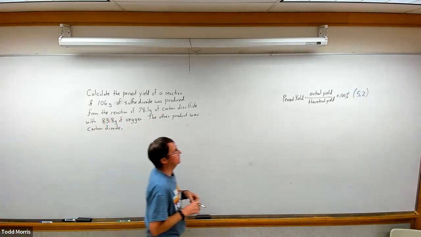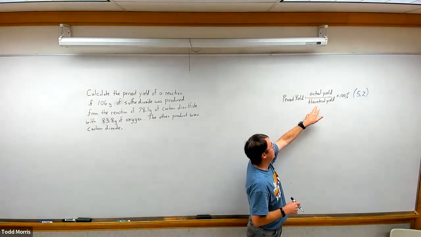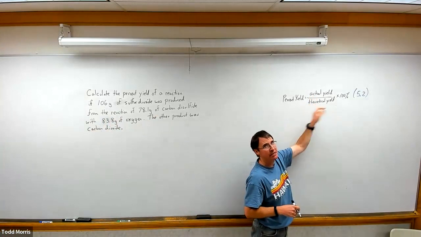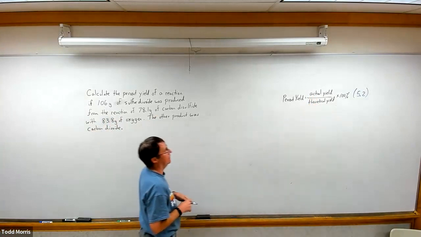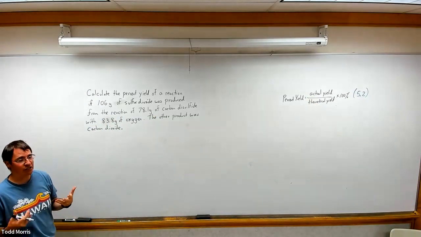So to find percent yield, which is what the question is asking, we need to find two numbers, the actual yield and the theoretical yield. That ratio times 100% is the percent yield of this reaction. So to do that, we need to start with a chemical equation.